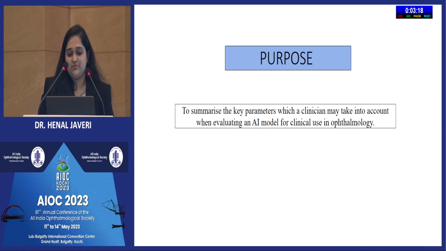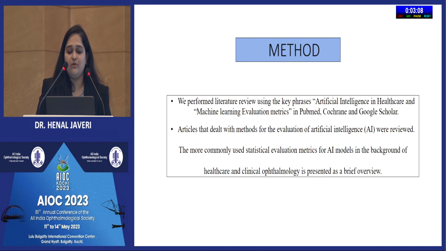So my purpose of this presentation is to summarize the key parameters which a clinician must take into account when evaluating an AI model for clinical use in ophthalmology. We performed a literature review in PubMed, Cochrane, and Google Scholar regarding machine learning evaluation metrics, and the articles which dealt with the methods for evaluation were reviewed. The most commonly used statistical evaluation metrics for AI models in the background of healthcare and clinical ophthalmology are presented as a brief overview.